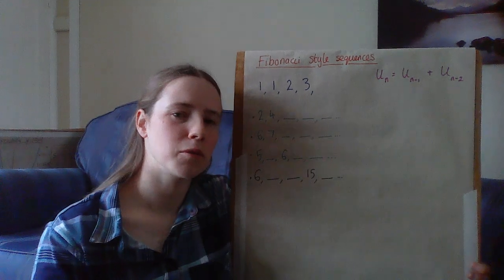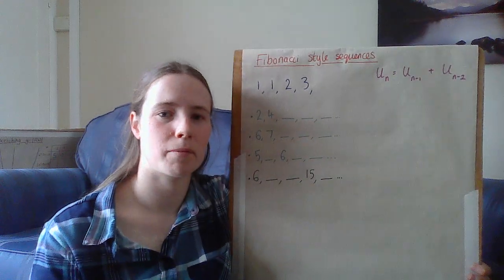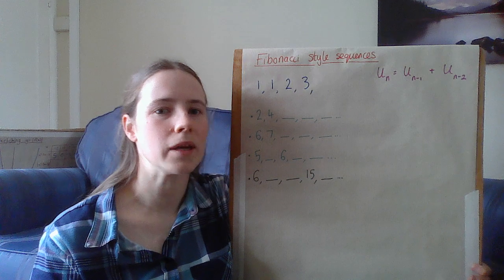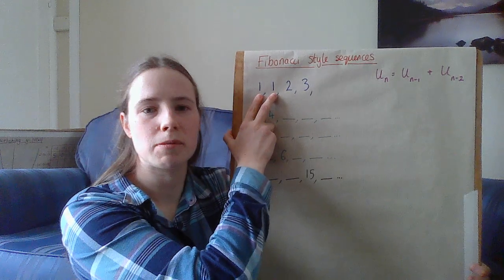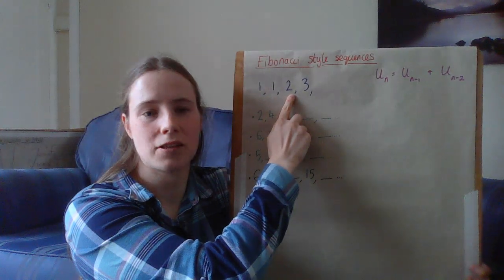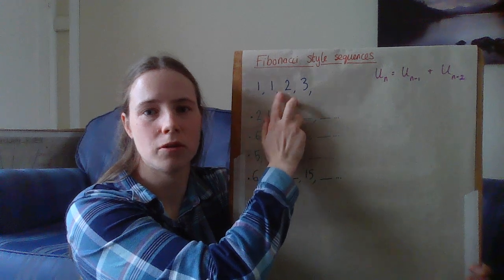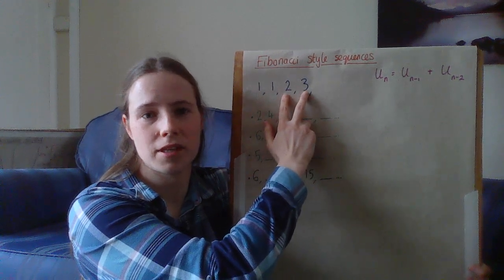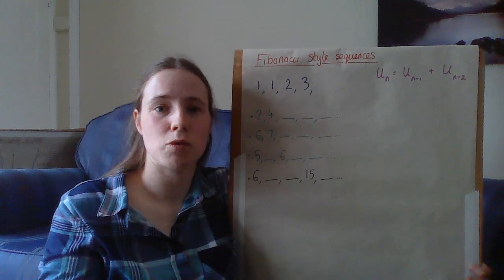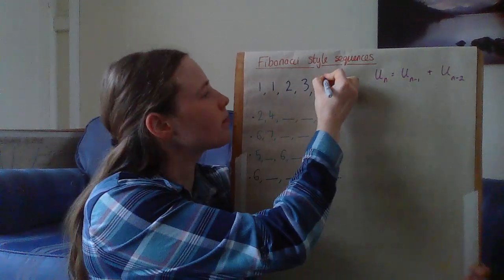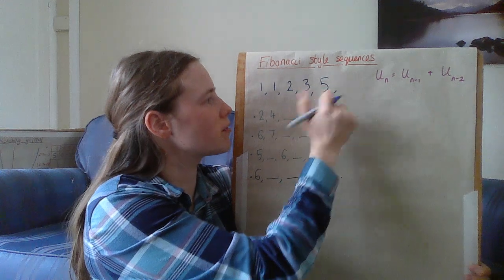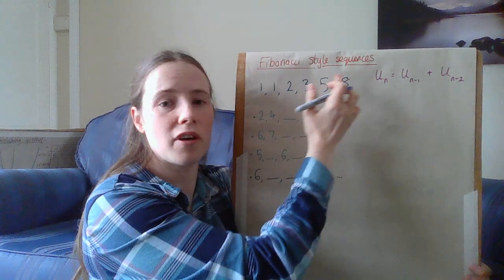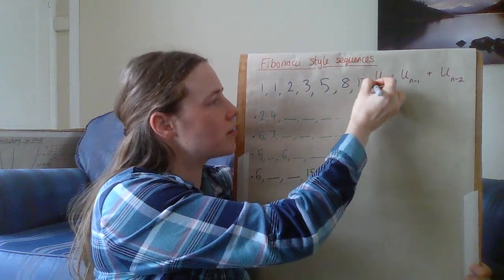It's got a bit of a funny rule that you have to use to go from the previous terms to the next one. The rule is you add the two terms beforehand in order to get the next one on. So 1 plus 1 makes 2, 1 plus 2 makes 3. If I wanted the next number in the sequence, I'd do 2 plus 3, which would get me 5. Then 3 plus 5 would get me 8, and then 5 plus 8 would get me 13, and so on.